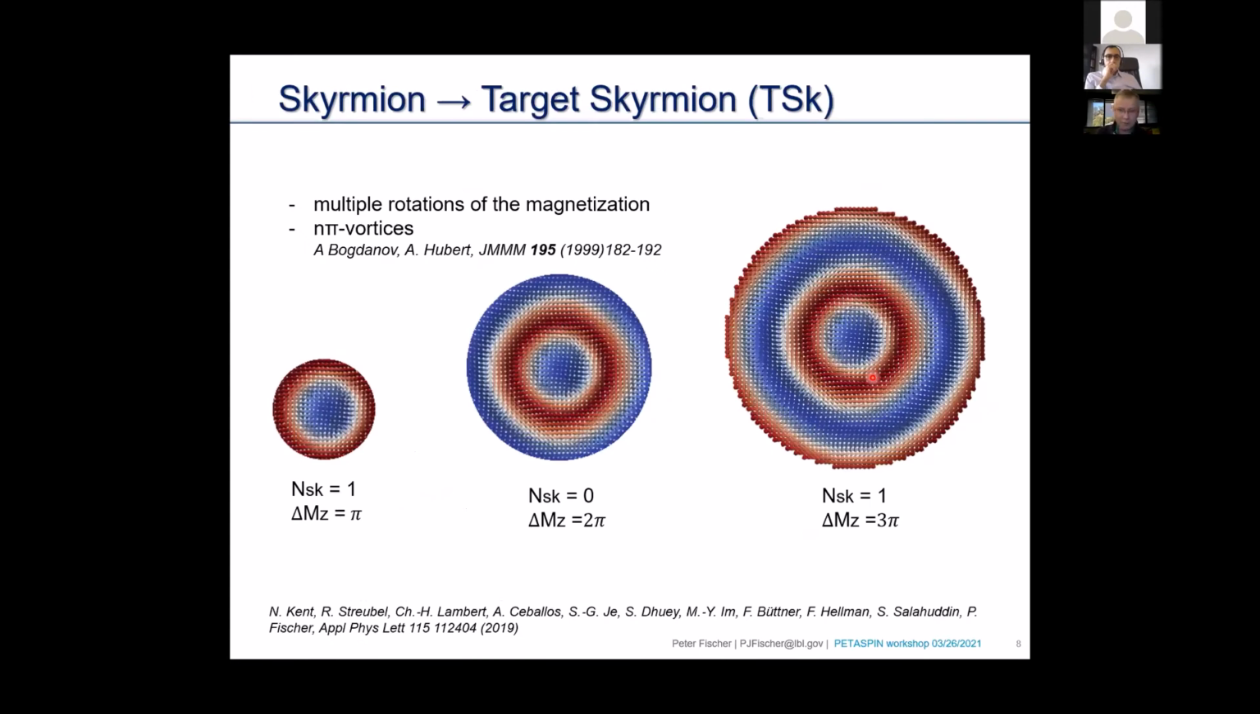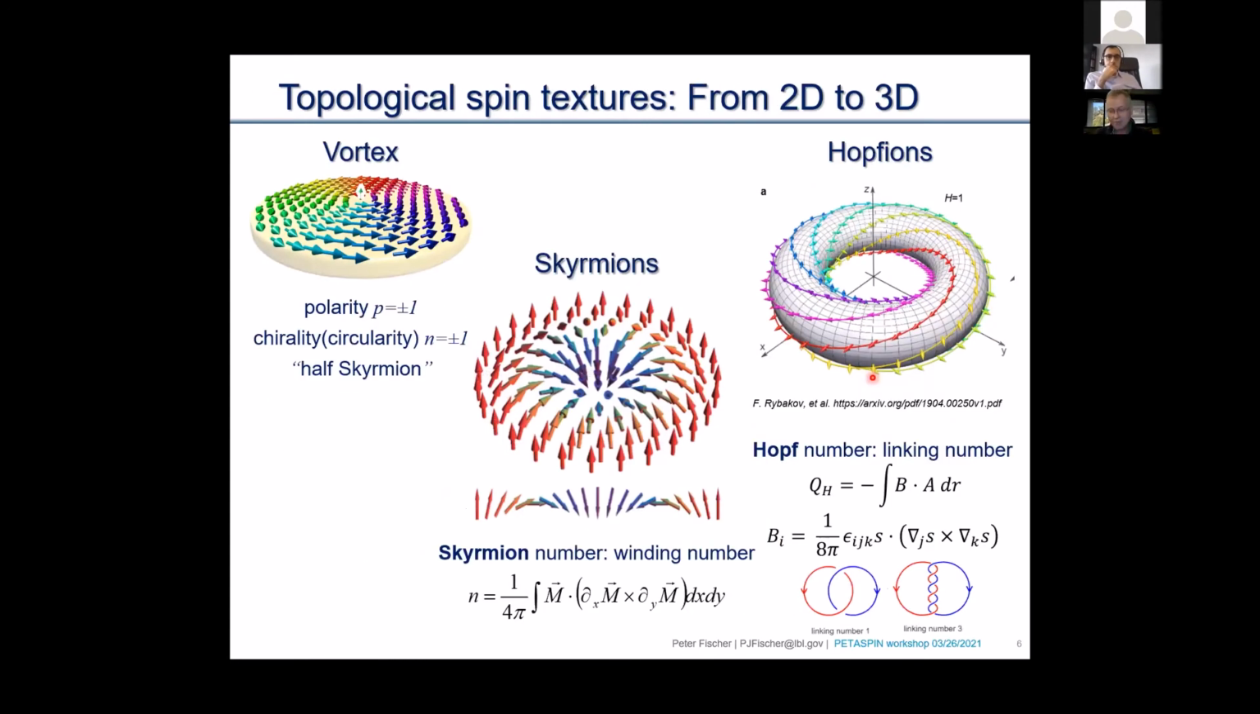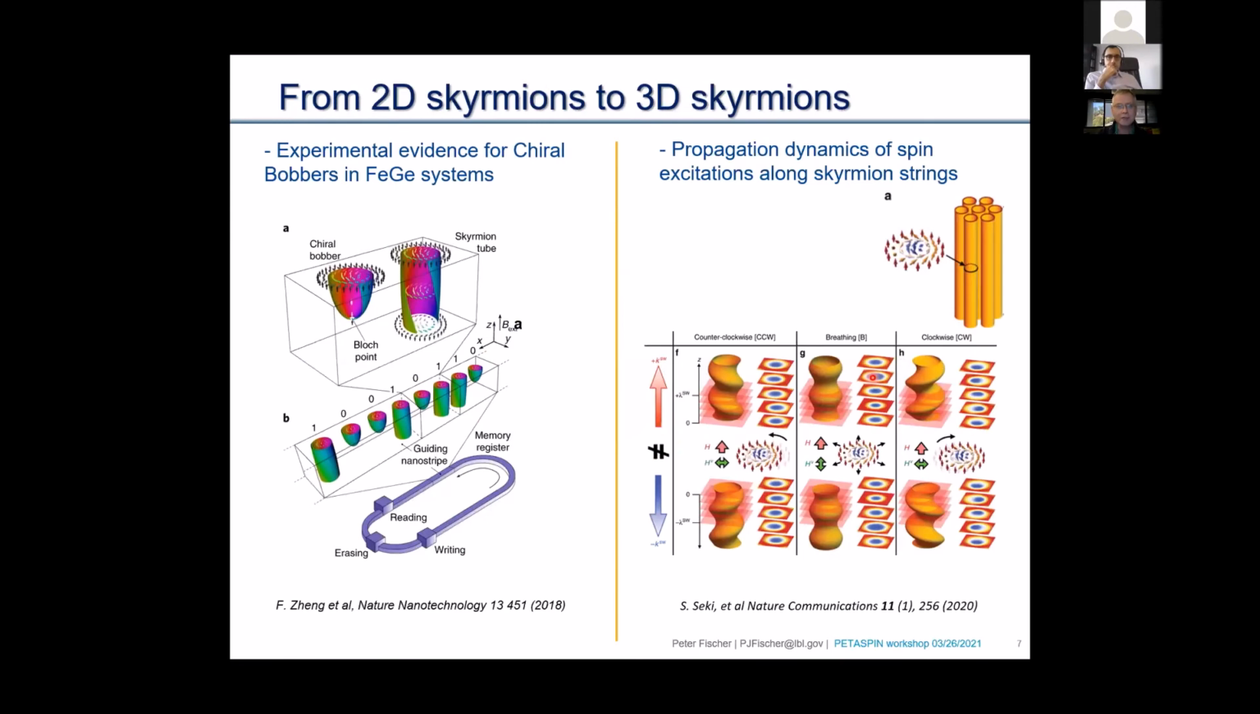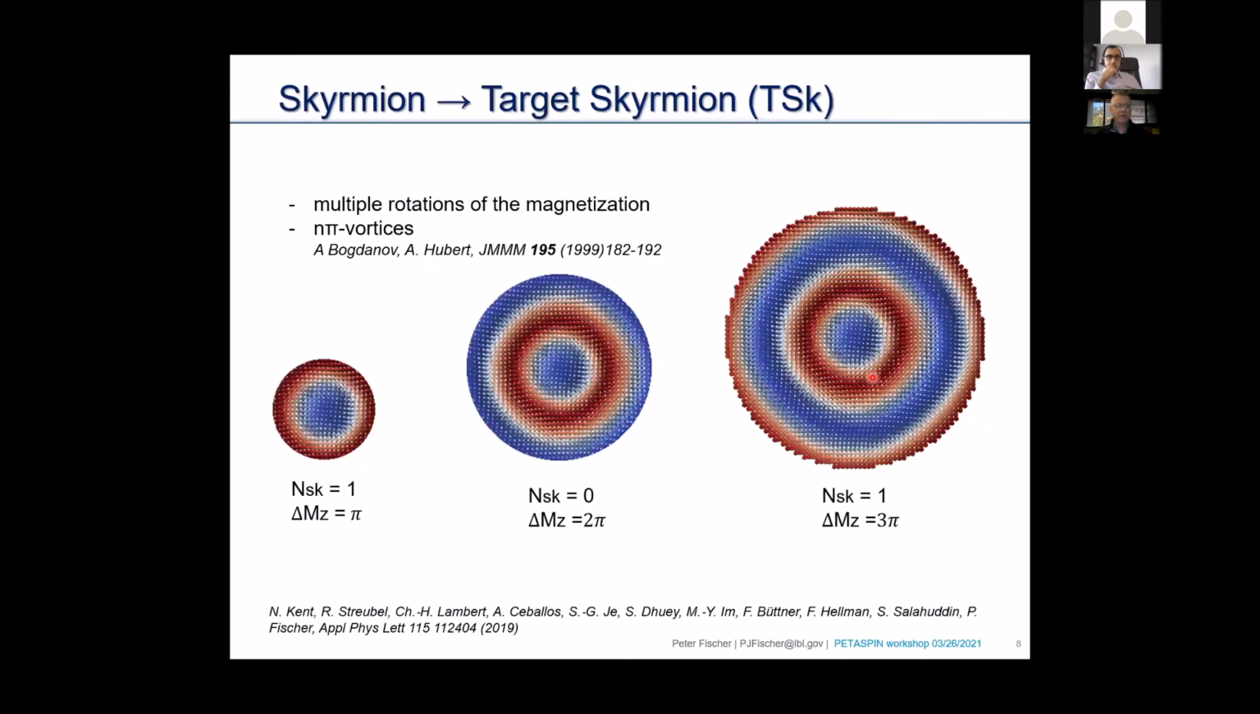Okay, so we were actually stimulated a little bit by these Hopfions. We asked, how can we make those Hopfions? Can we really realize them from what we know? We started by going back to a paper published by Bogdanov and Hubert many years ago, where they described the so-called nπ vortices. This is not just the skyrmion you see here, which has only one rotation when you go from the left corner to the right one, but multiple rotations of the magnetization. These are called target skyrmions these days, probably because at the end it looks like a target symbol, right?